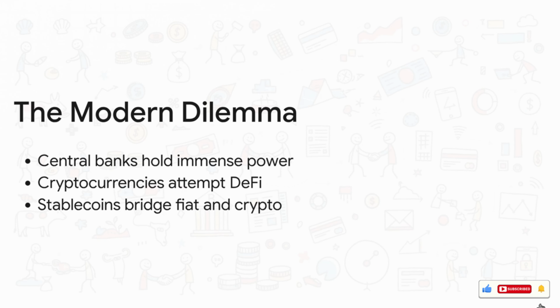Central banks hold immense centralized power over fiat money. Cryptocurrencies are attempting purely decentralized finance, but they really struggle with massive volatility, and sitting right in the middle, stablecoins act as this heavily utilized bridge. We are basically still out there, actively trying to find the perfect technological balance between stability, trust, and decentralization.